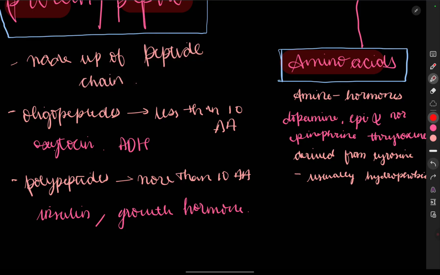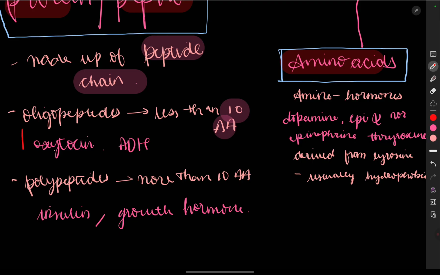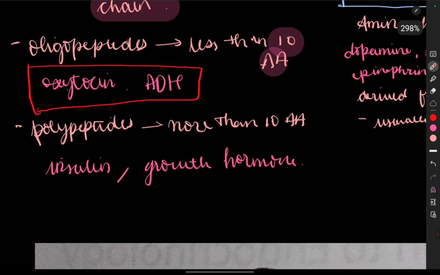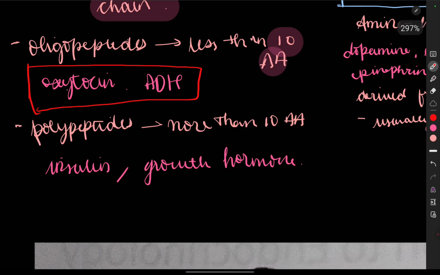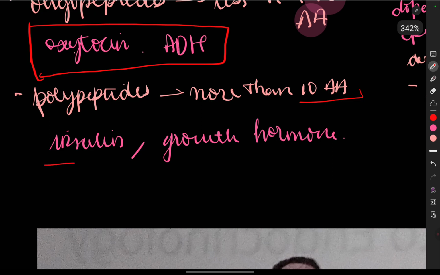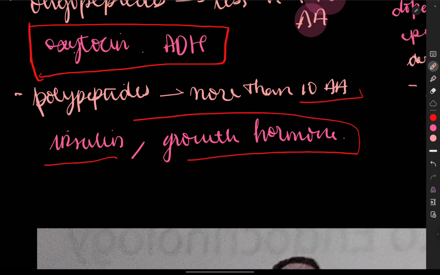Made up of the peptide chains. Oligopeptides contain less than 10 amino acids, for example oxytocin and ADH. Oxytocin and ADH are very important, and they contain less than 10 amino acids. And then we have polypeptides. Poly means more, so they have more than 10 amino acids. Examples are insulin and growth hormone, which are more than 10.